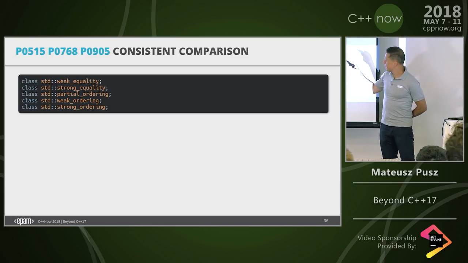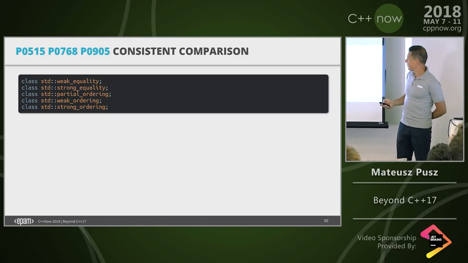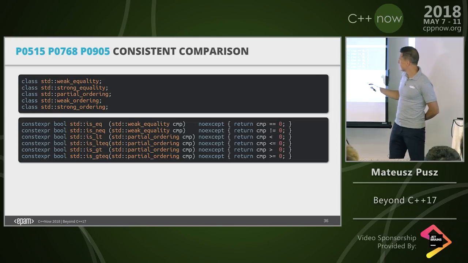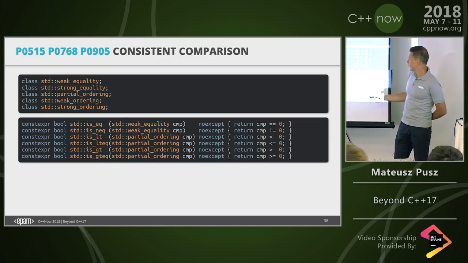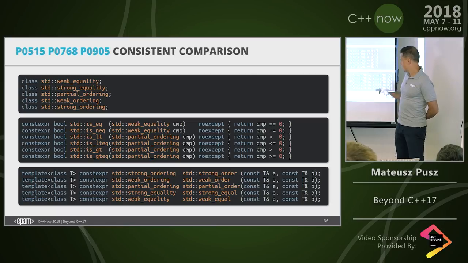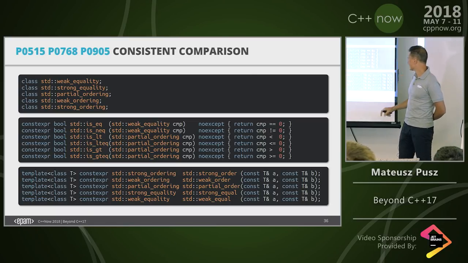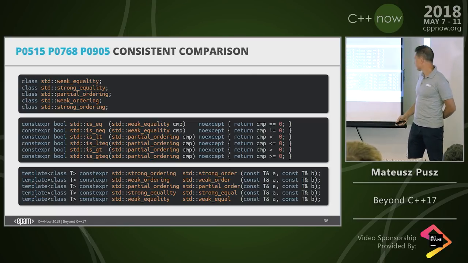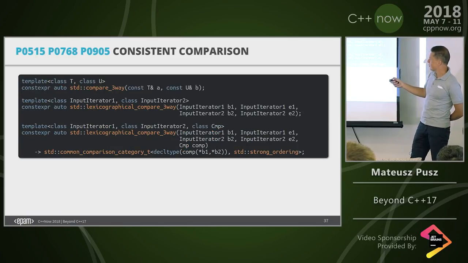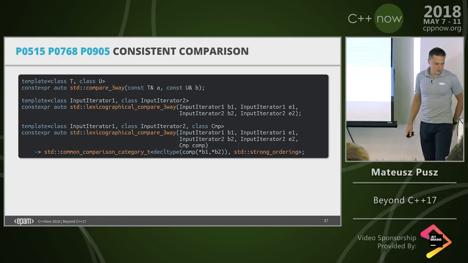And those are the types that are defined in this compare header. There are also some functions that will help you write these things, so you don't have to remember how to type it. There is is_eq, is_neq, and so on. There is also strong_order, weak_order, and you also have lexicographical compare functions for that.